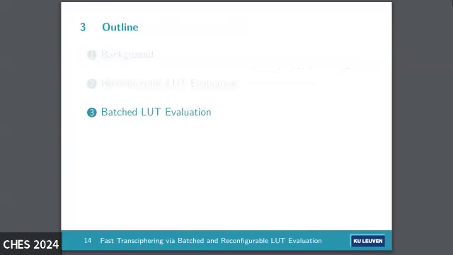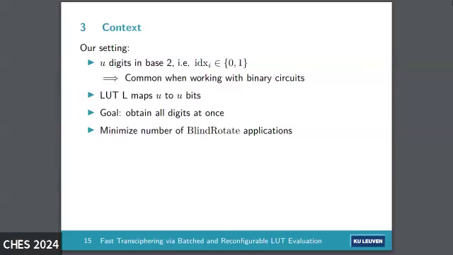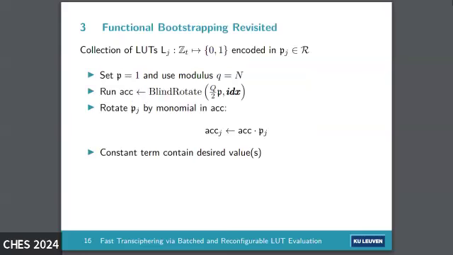All right. Finally, we can come to our work. So we will actually focus on a very specific setting. In fact, what we're going to do is focus on a setting where the digits are in base 2, so they're bits, which is quite common if you're working with some circuit. And the lookup table is going to map u bits to u bits again, so as many inputs as outputs. And what we want is to obtain all outputs at once, while at the same time minimizing the number of blind rotate calls, because usually this is the bottleneck, though later on I'll briefly mention it, not in our case.